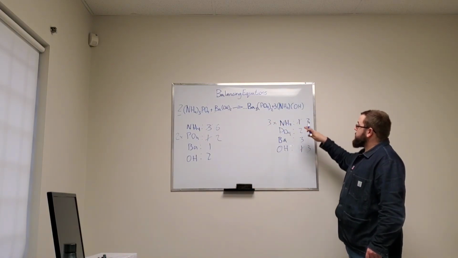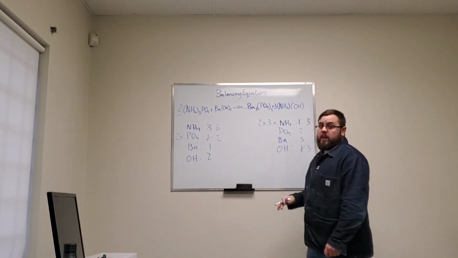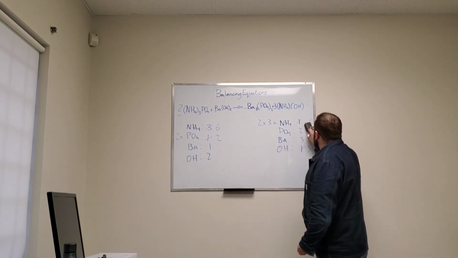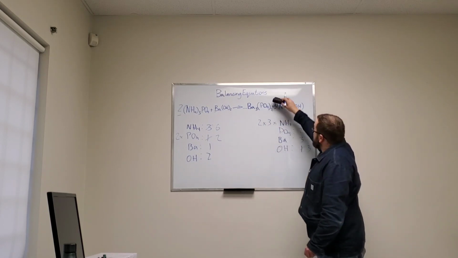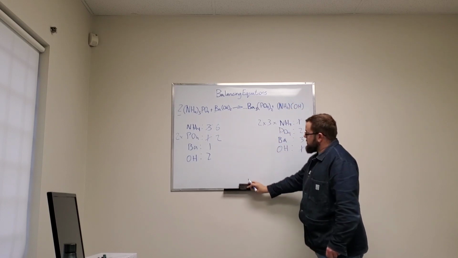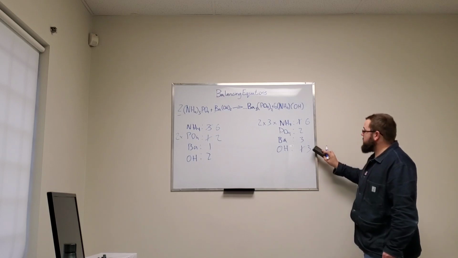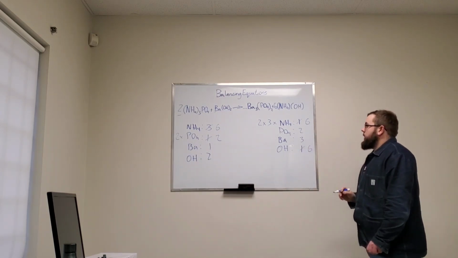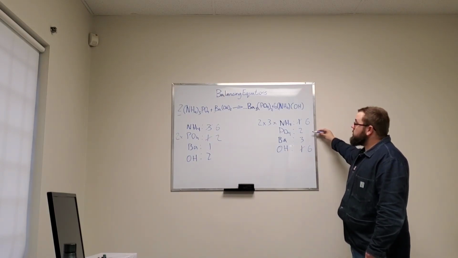Now we go back up to the top and we say, okay, are we balanced? Not quite. We need to multiply that by 2, turning this into a 6. So again, we've just turned this number into a 6. So what happens to its respective number down here, the OH? The OH becomes 6. All right, so again, back up to the top. 6s, so the NH4 is balanced. 2s, the PO4s are balanced.